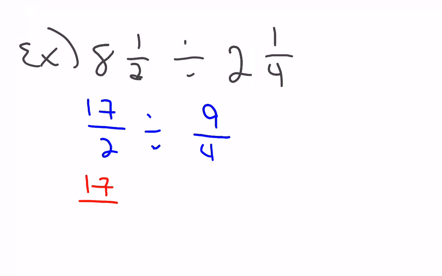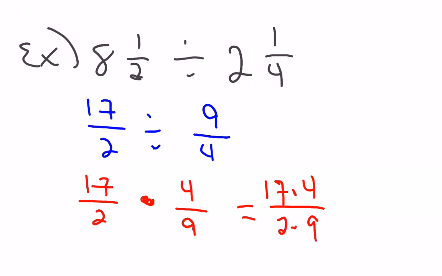And the way we divide is we don't actually divide. We keep the first one the way it is. We change this to multiply, but we flip the second one. And now we know how to multiply. We multiply straight across. 17 times 4 over 2 times 9. 17 times 4 is 68. And 2 times 9 is 18.